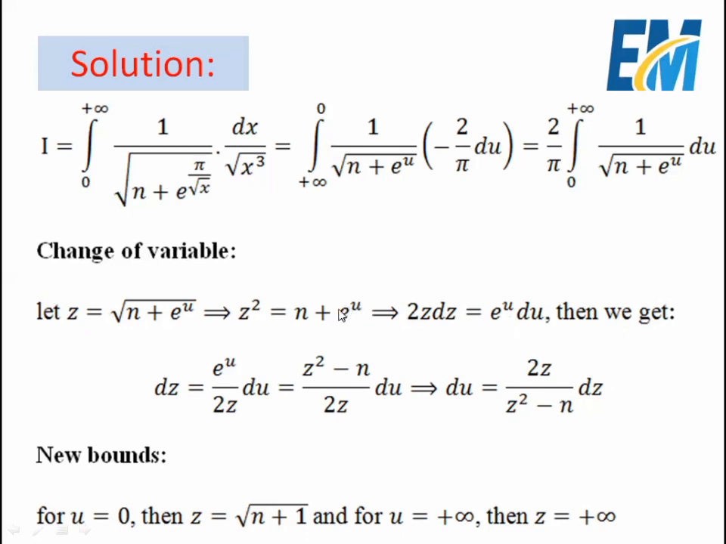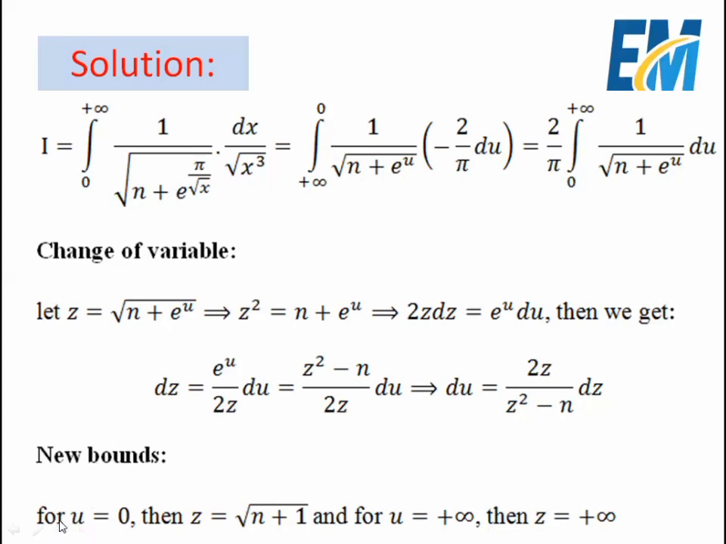But e to the u, from this equation, equals z squared minus n. So dz equals z squared minus n over 2z du. And so we get du will be this term multiplied by dz over this term. So du will be 2z over z squared minus n dz.